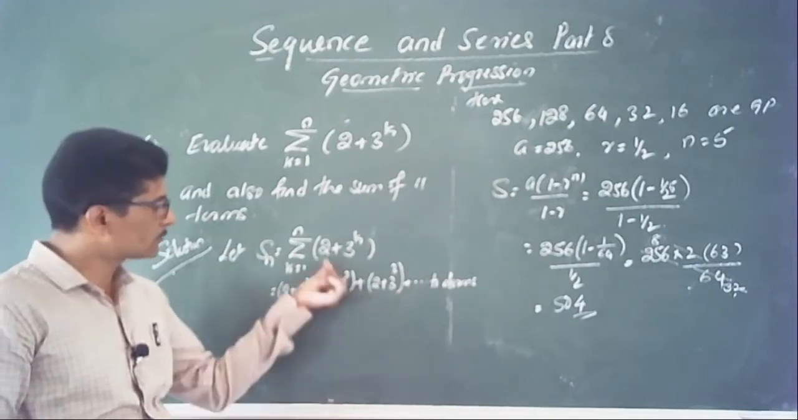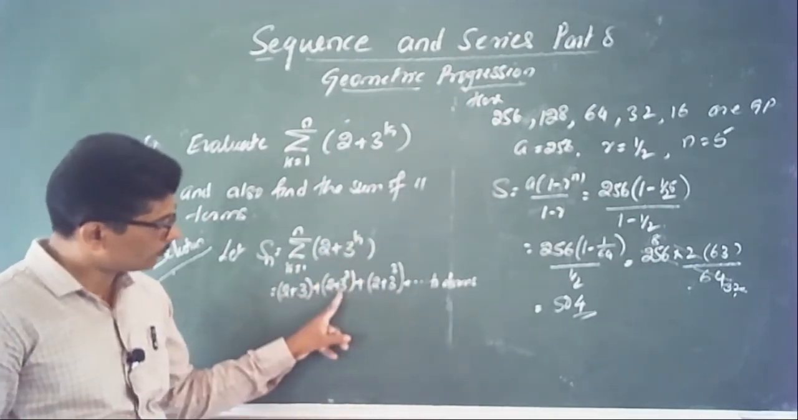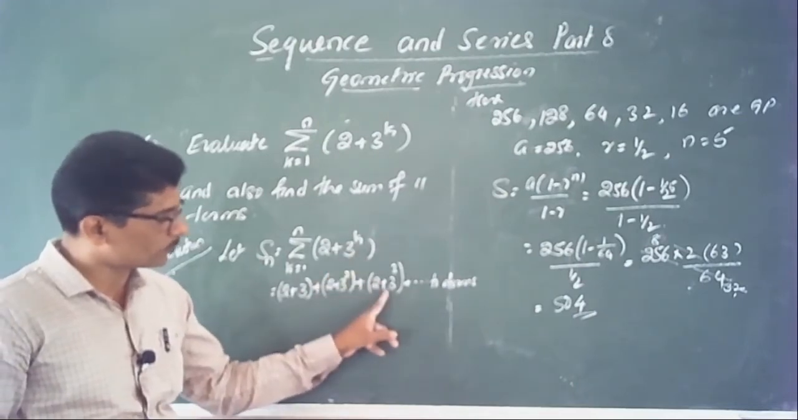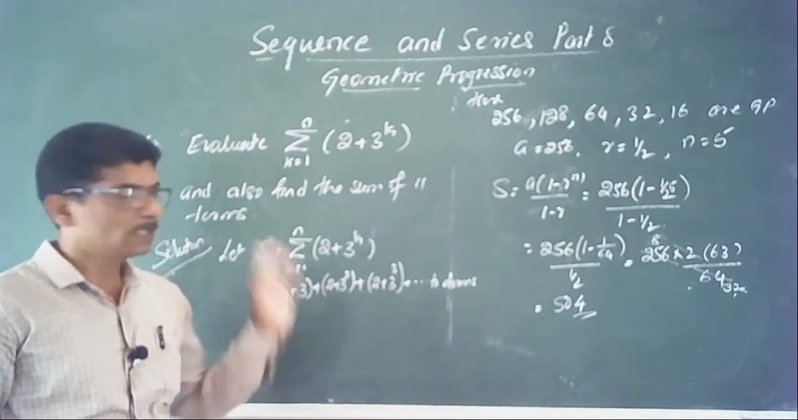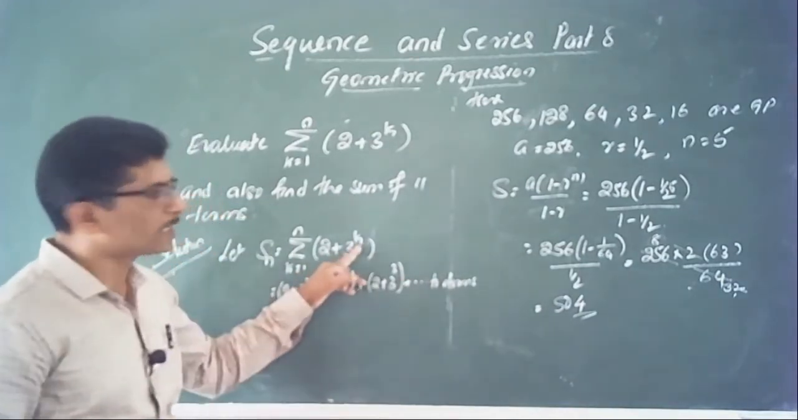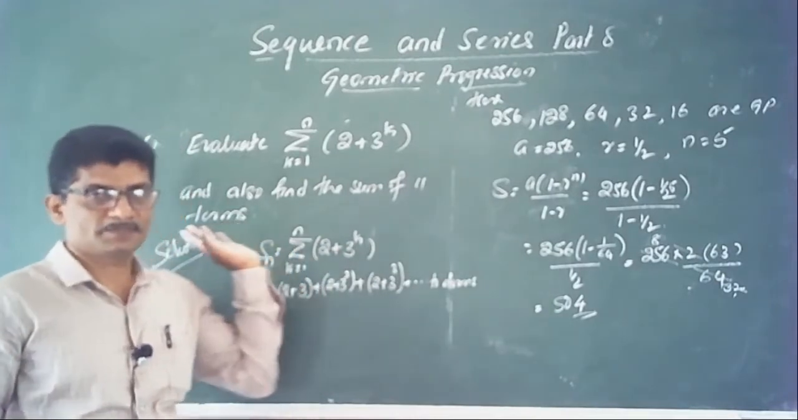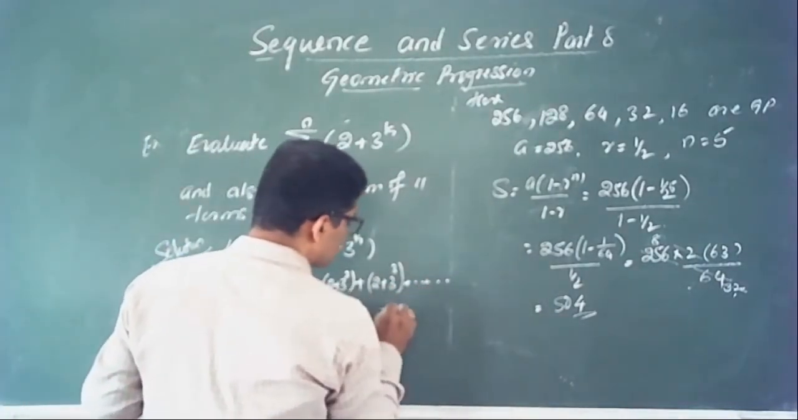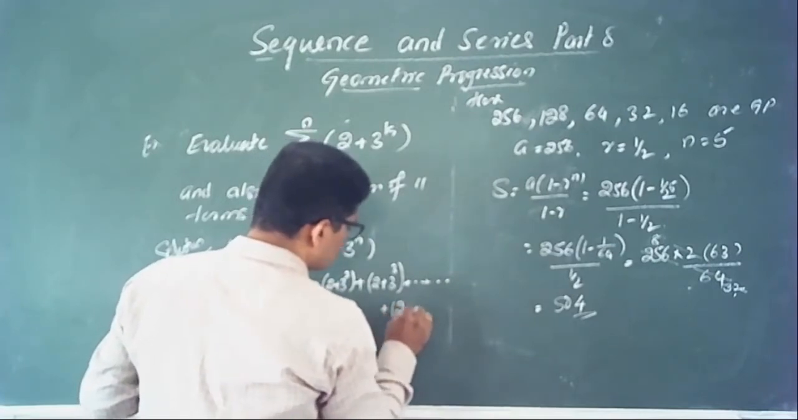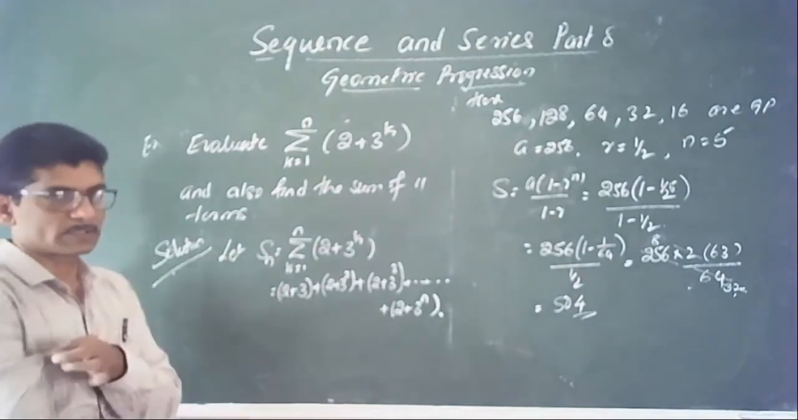How will all the terms look? 2 plus 3 raised to k. K equal to 1 is the first term, k equal to 2 the second term, k equal to 3 the third term, k equal to 4 the fourth term. It means putting k equal to n gives the nth term, 2 plus 3 raised to n. Clear? You can write that if you like. Continue like this. What is the nth term? 2 plus 3 raised to n. This is the last term. Sum of n terms of the sequence.